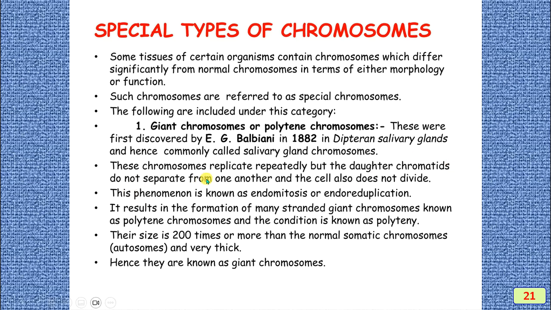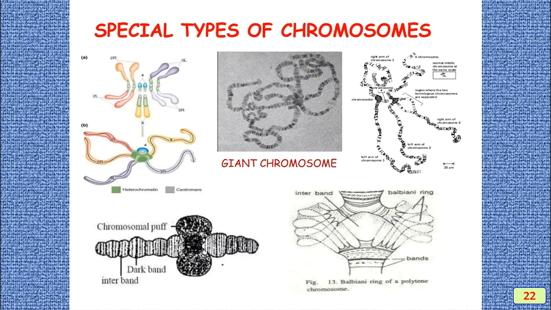These chromosomes replicate repeatedly, but the daughter chromatids do not separate from each other and the cell also does not divide. So it results in the formation of many-stranded, very giant chromosomes known as polytene chromosomes, and the condition is known as polyteny. The size of these giant chromosomes is 200 times that of normal somatic chromosomes and they are very thick. Hence they are known as giant chromosomes.